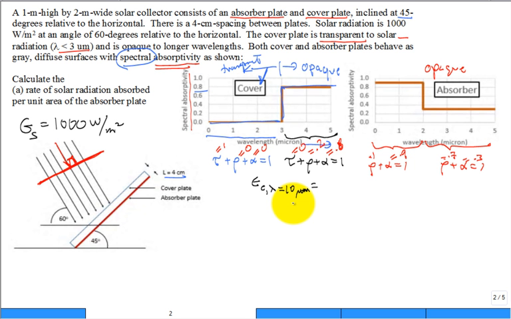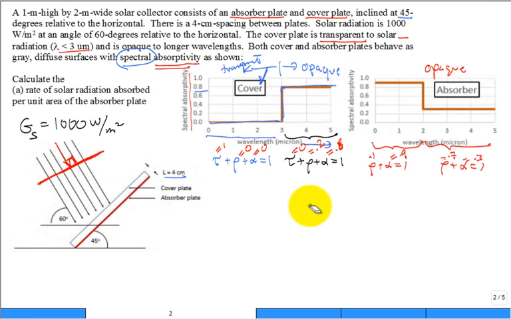Is it 0.2 or 0.8? Well, from Kirchhoff's law, the spectral emissivity is equal to the spectral absorptivity at every wavelength. True? And so this is going to be 0.8. Makes sense? Yes? Hopefully it makes sense. All right. So don't forget Kirchhoff's law, because somebody may say, I need the emissivity. It's equal to the absorptivity at that wavelength.